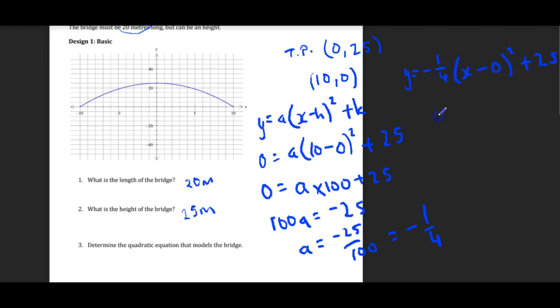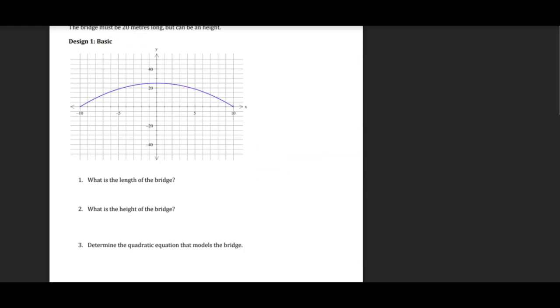I wouldn't leave it in this form just because it's not the most simplified form. So x minus 0 is just x, so it's -1/4 x squared plus 25. And you could have different alternatives to that. If you wanted to write it in decimals, you can. So -0.25 x squared plus 25. You can also graph it on your calculator to check whether it's the right equation. Okay, but I'm pretty confident that it's right. So let's move on to the next one.